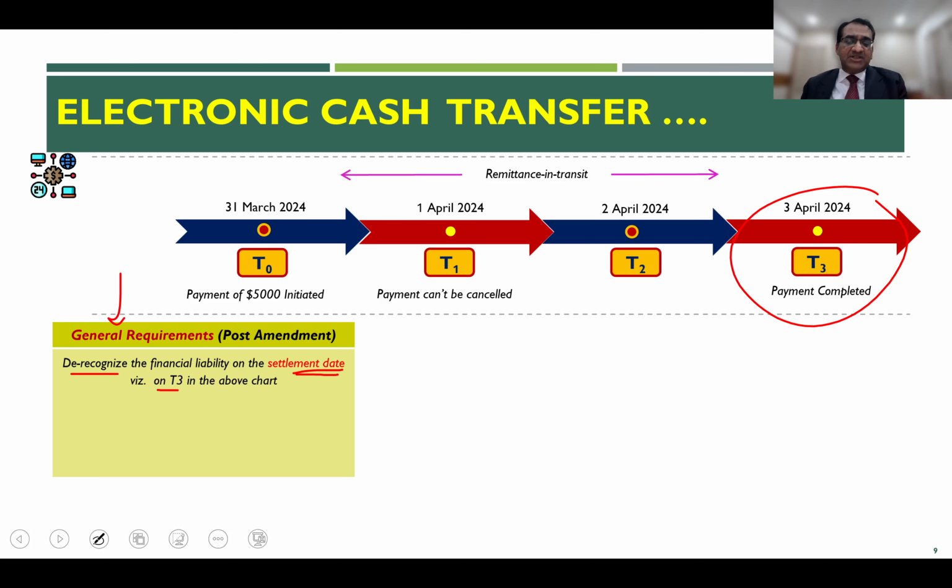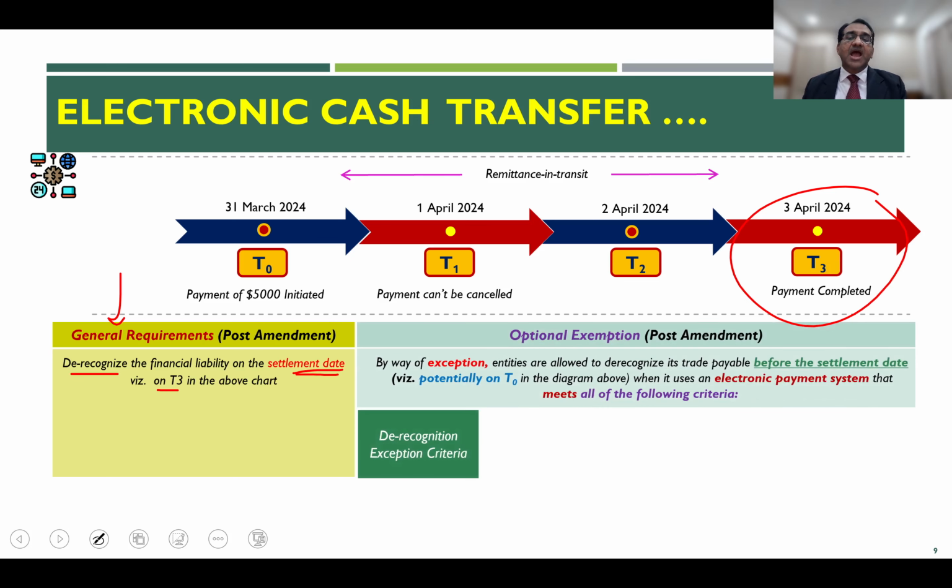Why? We will see the why aspect of this, because this logic has to do with the first slide which we saw, the generic requirement under IFRS 9 or Ind AS 109 in terms of the point in time when the financial liability needs to be derecognized. So the generic post-amendment requirement means the derecognition entry should happen on 3rd of April.